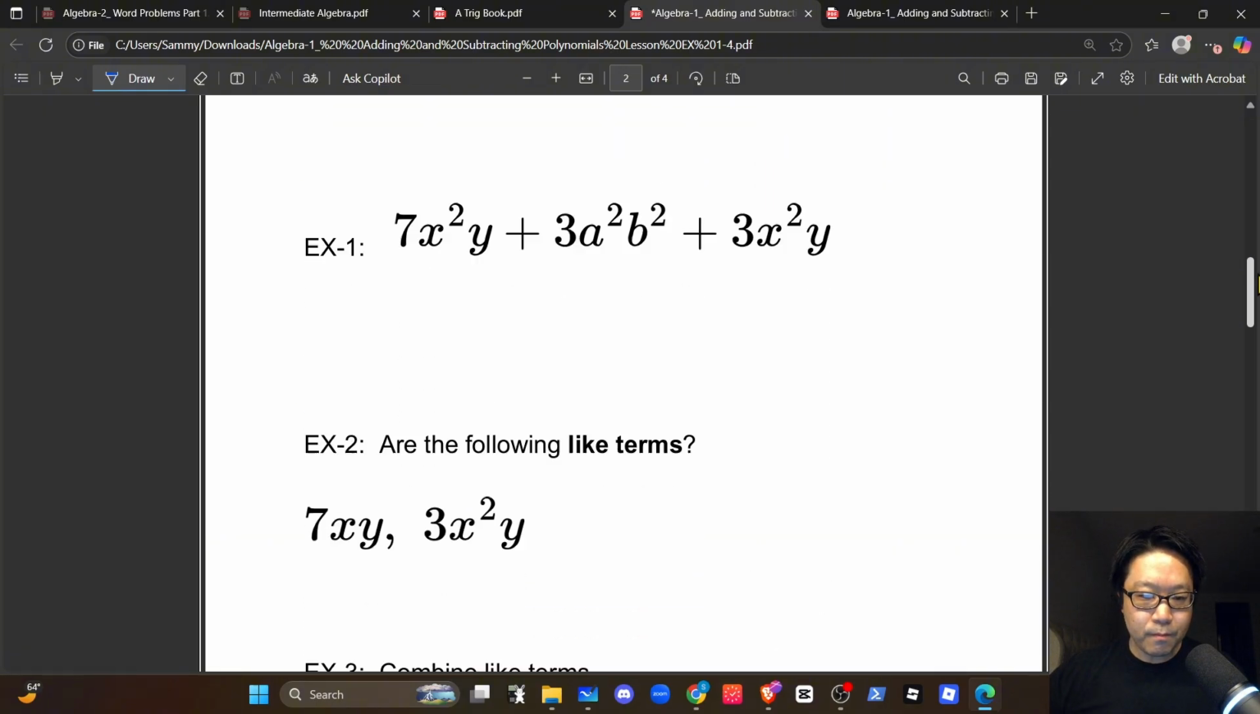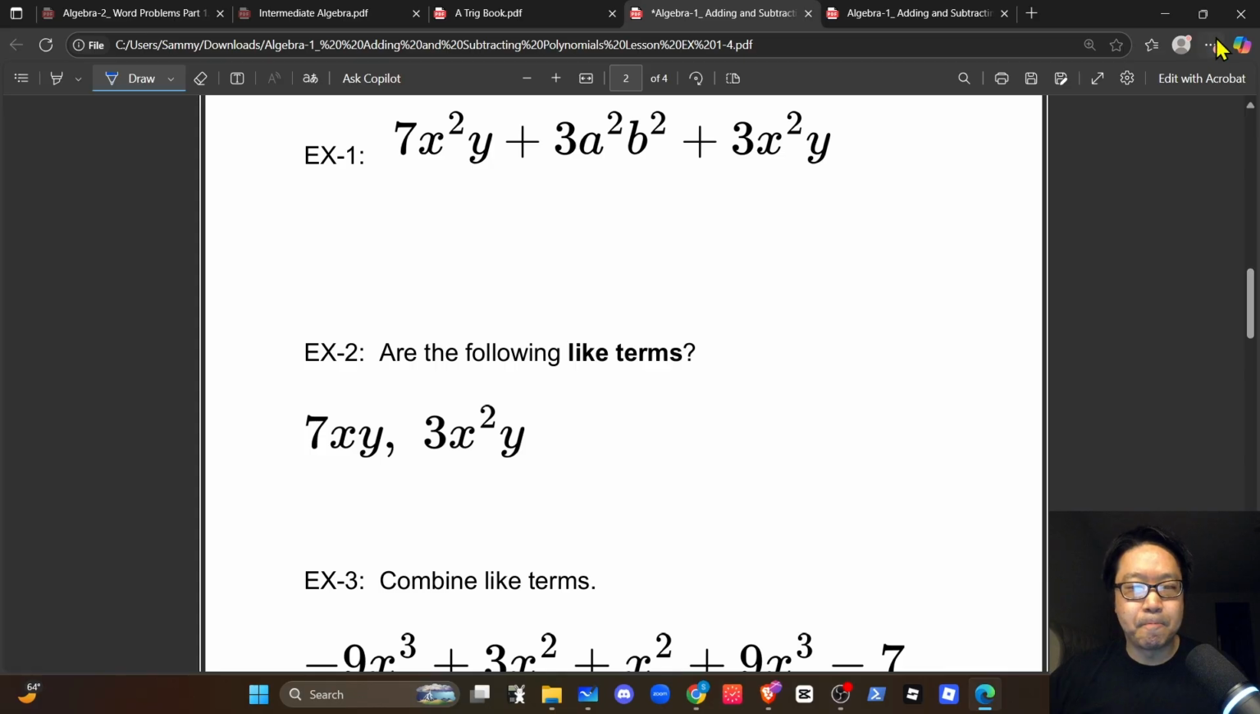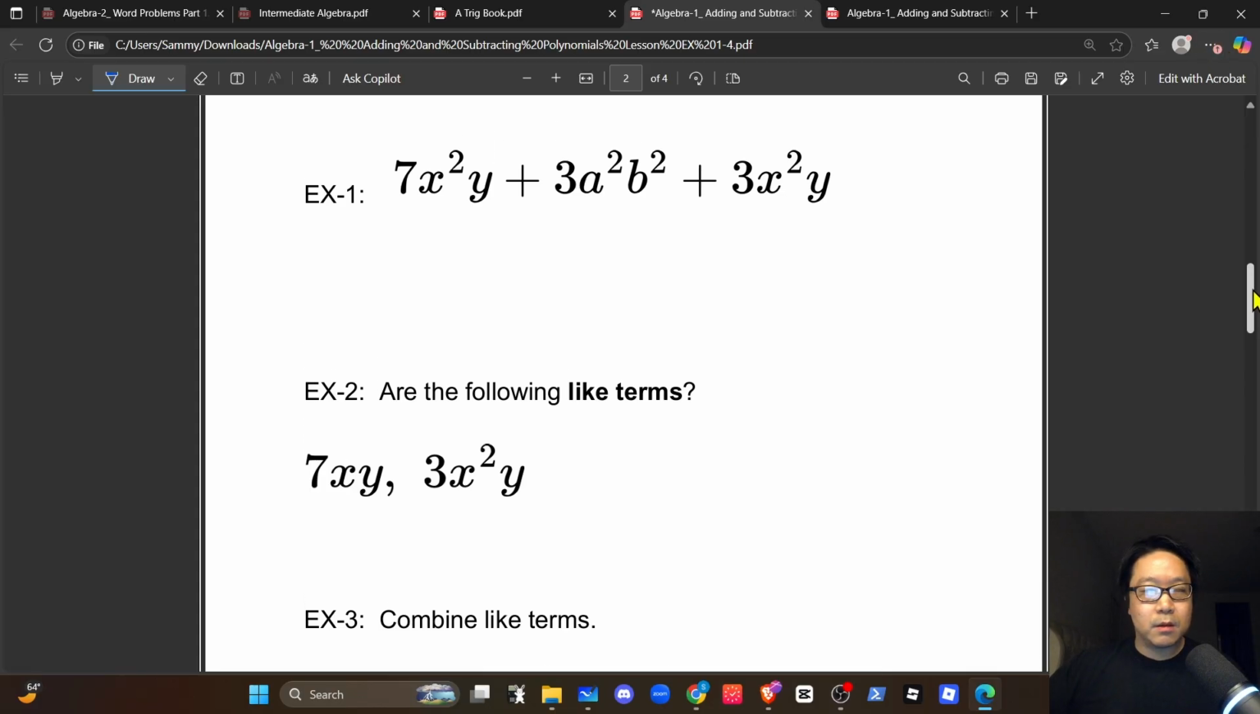So let's go ahead and try an example. Here we have 7x squared y plus 3a squared b squared plus 3x squared y. As I just mentioned before, we can only combine like terms. Well, let's identify the like terms. The like terms are going to be this one and that one. Both of them have x squared y as their variables.